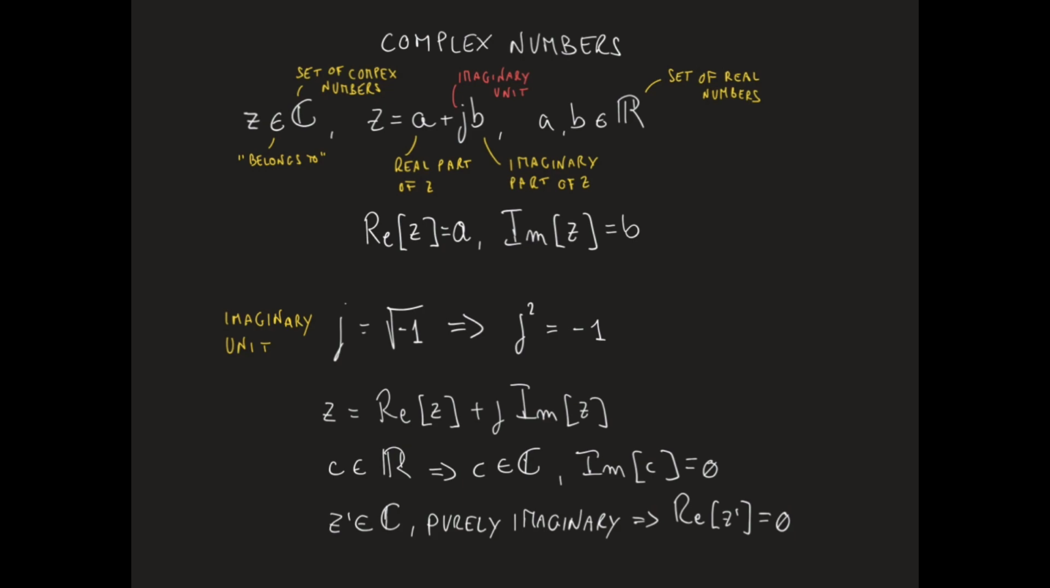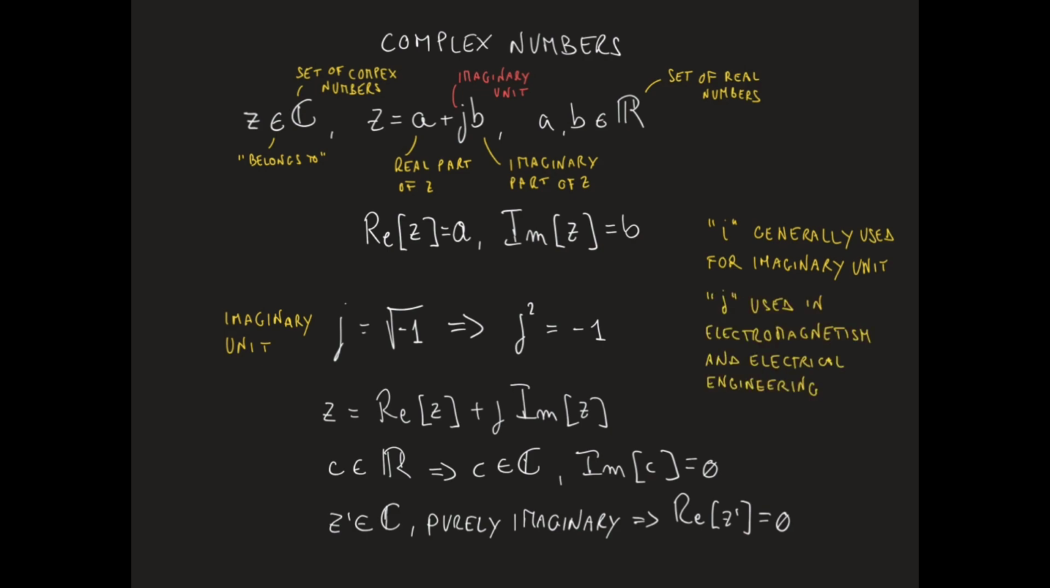Note that the imaginary unit is generally indicated with the letter i. The letter j is used instead in electromagnetism and electrical engineering because in these disciplines, i is frequently used to refer to the electric current. For this reason, we will always represent the imaginary unit with the letter j.